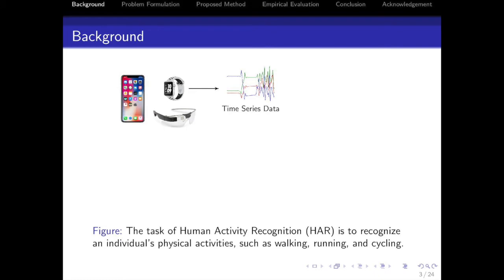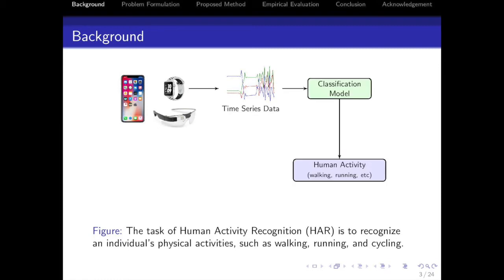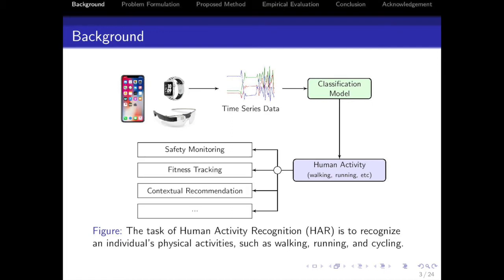We first use the sensors of portable devices to collect time series data. For example, we can use the accelerometer of an iPhone to collect a time series of 3-axis accelerations. Then, we feed the collected time series to a classification model to infer the user's activity. Note that the classification model is usually trained offline with the same type of data. The inferred activity can be used in many applications, such as safety monitoring, fitness tracking, and contextual recommendation.